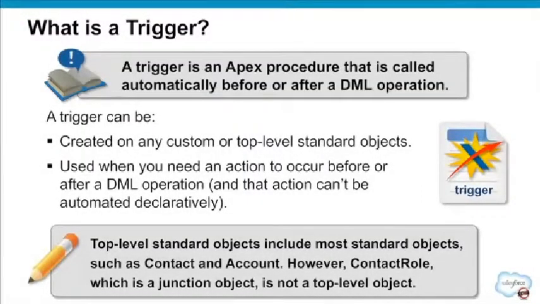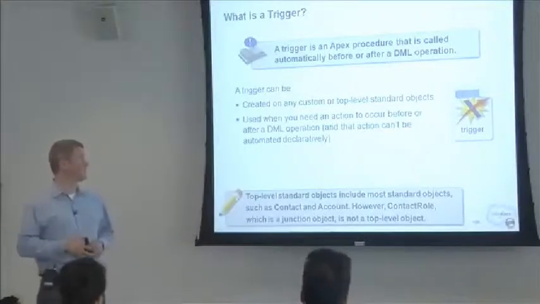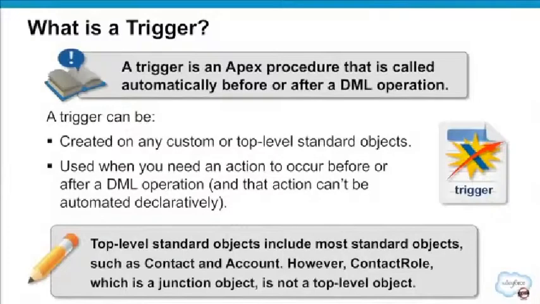All right, so what is a trigger? A trigger is merely, think of it as a procedure that's being called when the Salesforce application server detects that you are making a modification to a specific type of object. And there are many different types of events that we're able to detect. You can create triggers on any custom or top-level standard object. There are certain objects you can't associate triggers with.